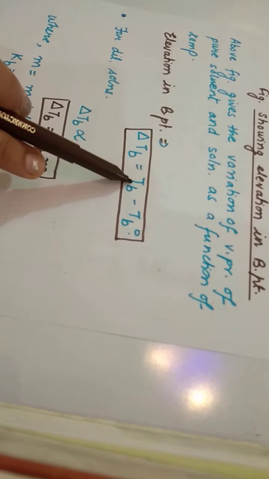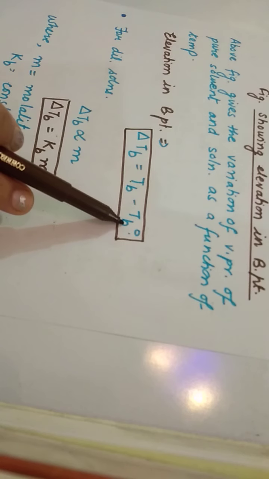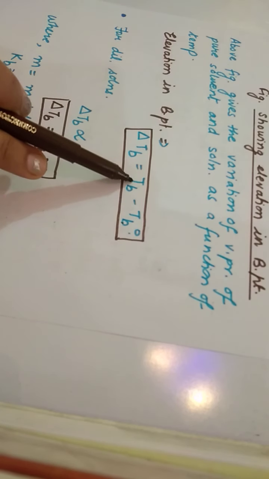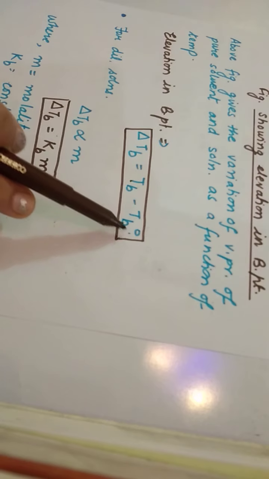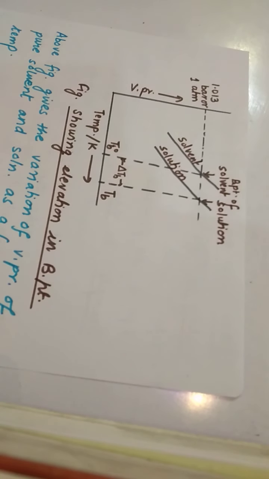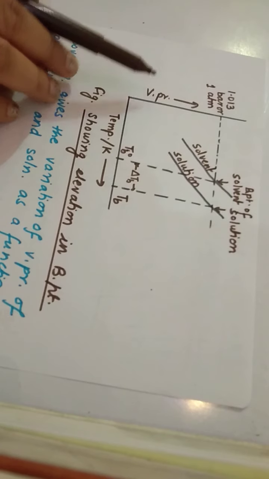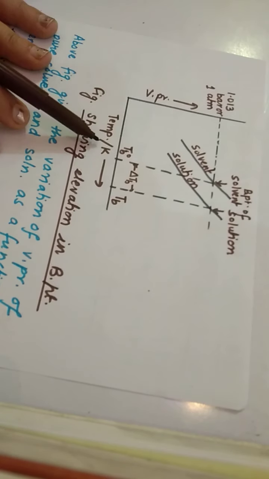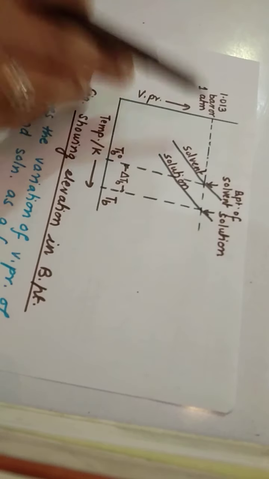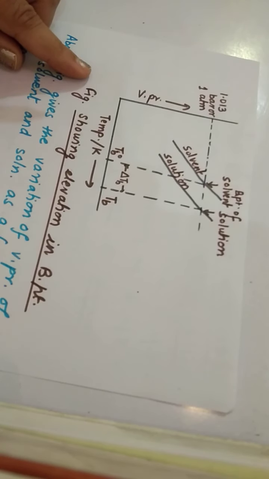where Tb is the boiling point of the solution. The boiling point of the solution is higher as compared to the boiling point of the pure solvent. So it will be the boiling point of solution minus the boiling point of pure solvent. This is the elevation in boiling point. Now we will make a relation between vapor pressure and temperature. We are plotting a graph between vapor pressure and temperature, where vapor pressure will be on the y-axis and temperature will be on the x-axis.